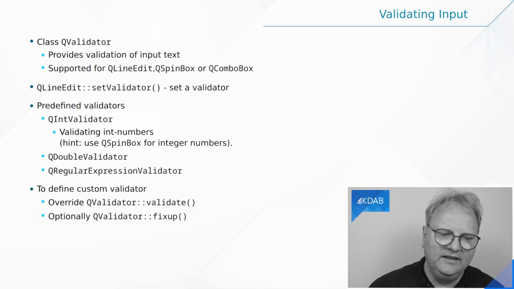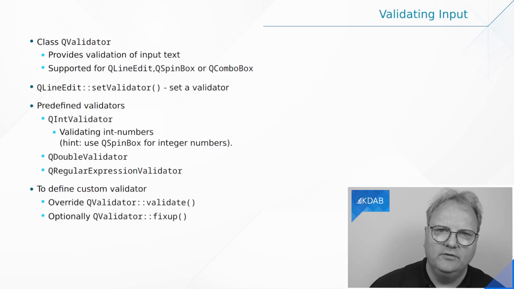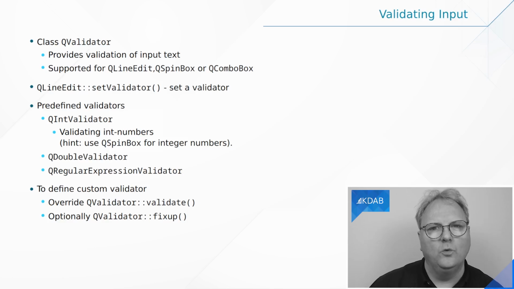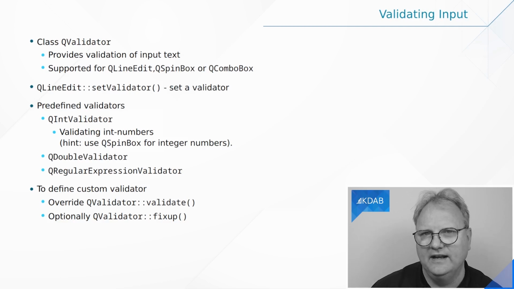And if you are in the intermediate state, then when the user presses enter, before the return pressed signal is being emitted, the validator actually gets a chance to look at it once again and see if it can fix it up. So if it said 1 dot, the validator could fix it up by adding a 0, so it was 1.0, or removing the dot so it was just 1. I have an example of such a custom validator, so let's see that now.